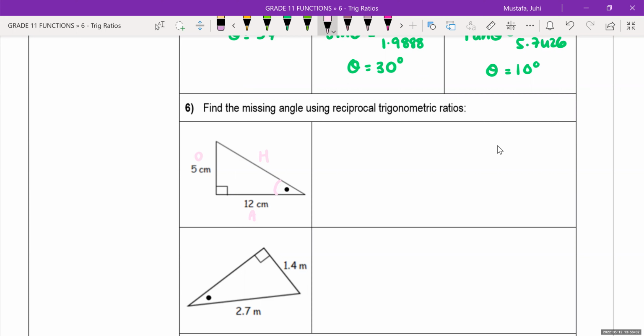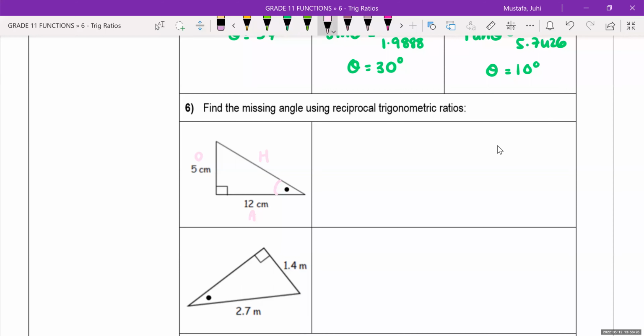Sine, cosine, or tangent? Tan. So we can very easily solve this question just by going tan theta is equal to opposite over adjacent and solve it. The question is forcing us to use secant, cosecant, or cotangent for no reason at all. So we're going to have to use a reciprocal ratio. If we would have used tan in the original question, what's the reciprocal related to tan?